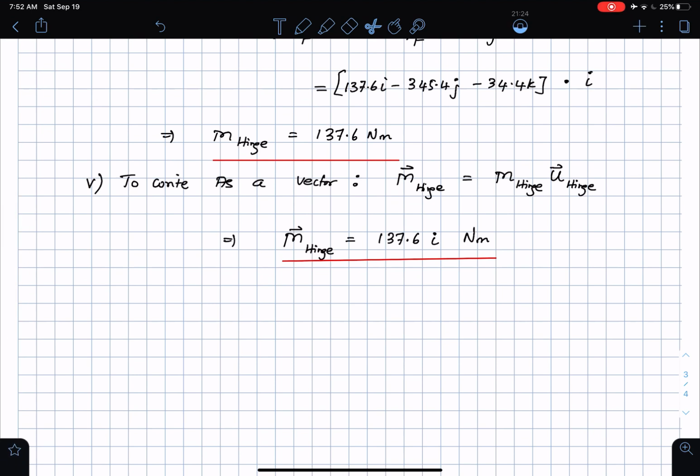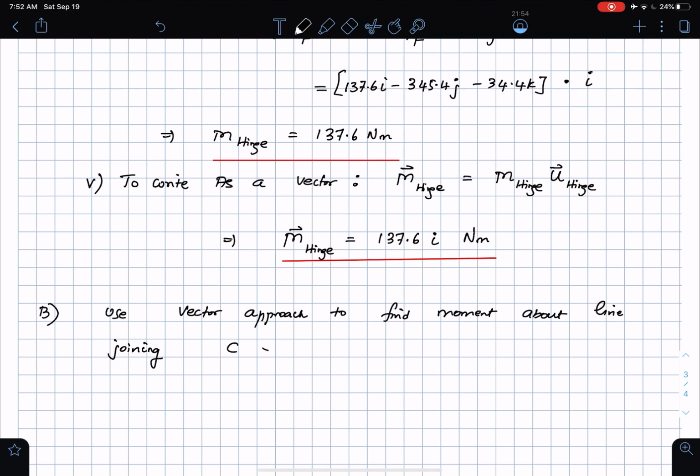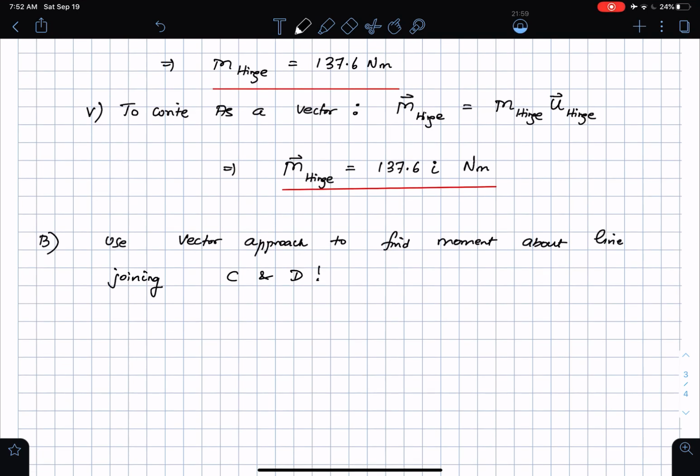While I'm doing the vector approach, let me also try to find the moment about the line CD. So let me say, this is part B for me. So B, use the vector approach to find the moment about the line joining C and D. So that's the second thing I'm going to be finding out.